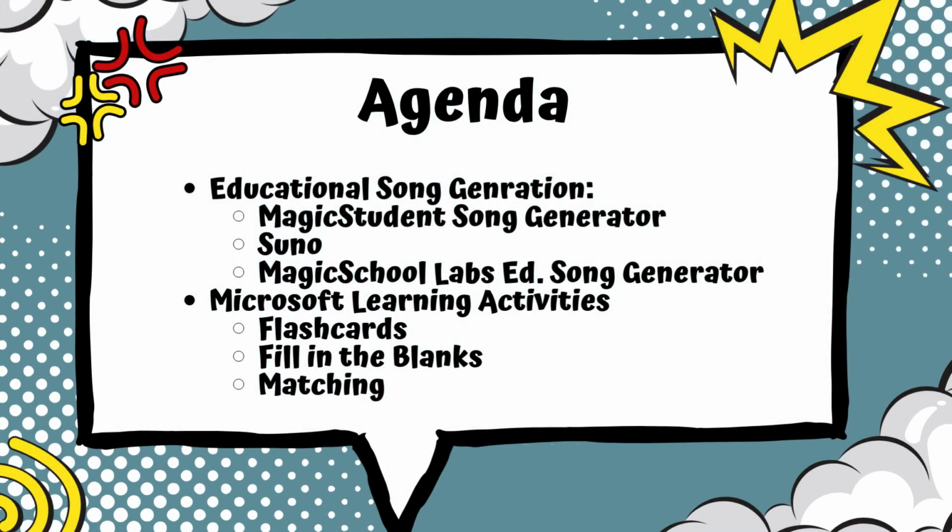So, first, we're going to go over the educational song generators, and that includes the Magic School Song Generator, Suno, and then the Magic School Labs. After we're done with that, we will move on to the Microsoft Learning activities, and some activities include flashcards, fill in the blanks, and some matching games.